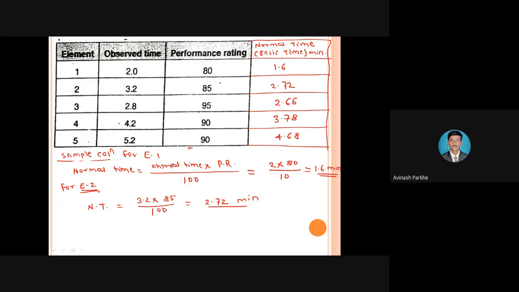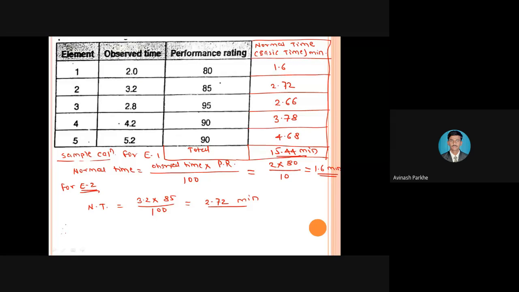Now please tell me total normal time for all elements. Do the addition: 1.6 plus 2.72 plus 2.66 plus 3.78 plus 4.68. Only you have to do the addition, simple. Yes, 15.44 minutes. So this is the total normal time.